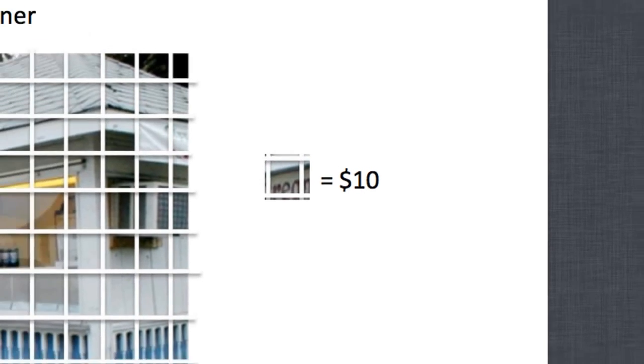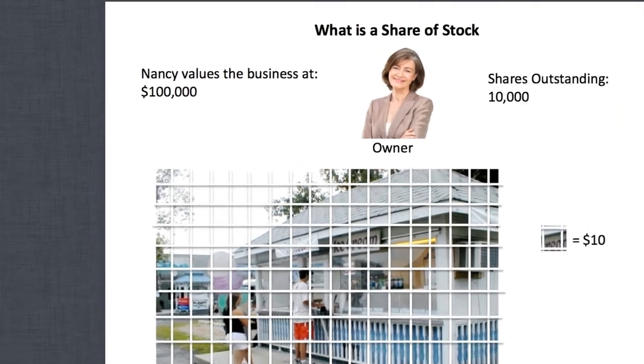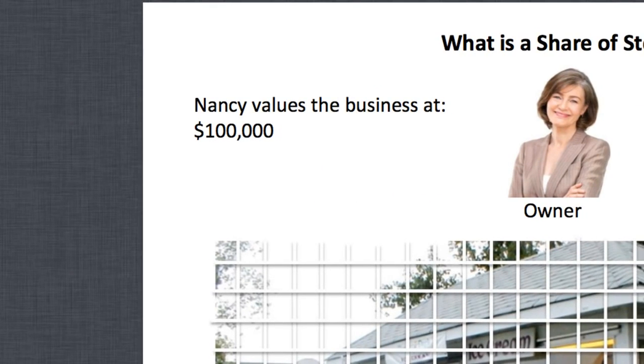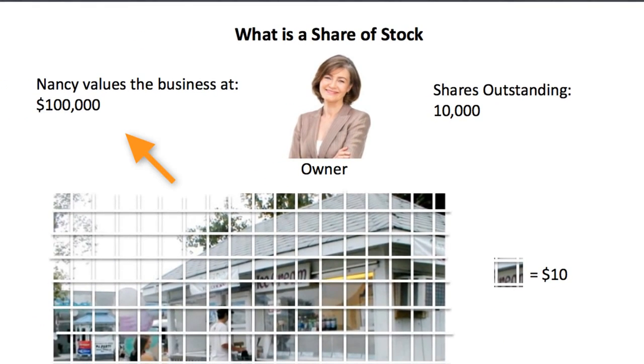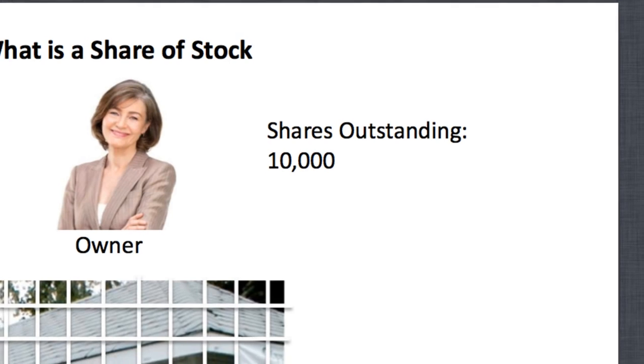The way I came up with that valuation, that market price that Nancy has, is we simply took the $100,000. She decided to split the business up into 10,000 shares, and therefore, if you take 100,000 divided by 10,000, that's $10 per share. The thing to really take away here is that the term shares outstanding is the correct terminology whenever you'd be buying stocks. When you see that, that's how many pieces the company has been divided up into.